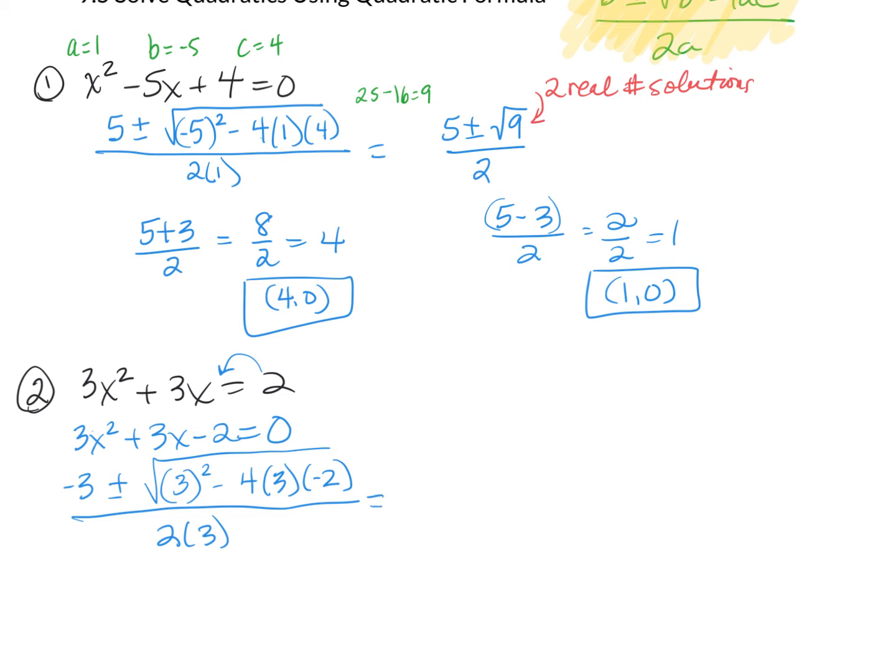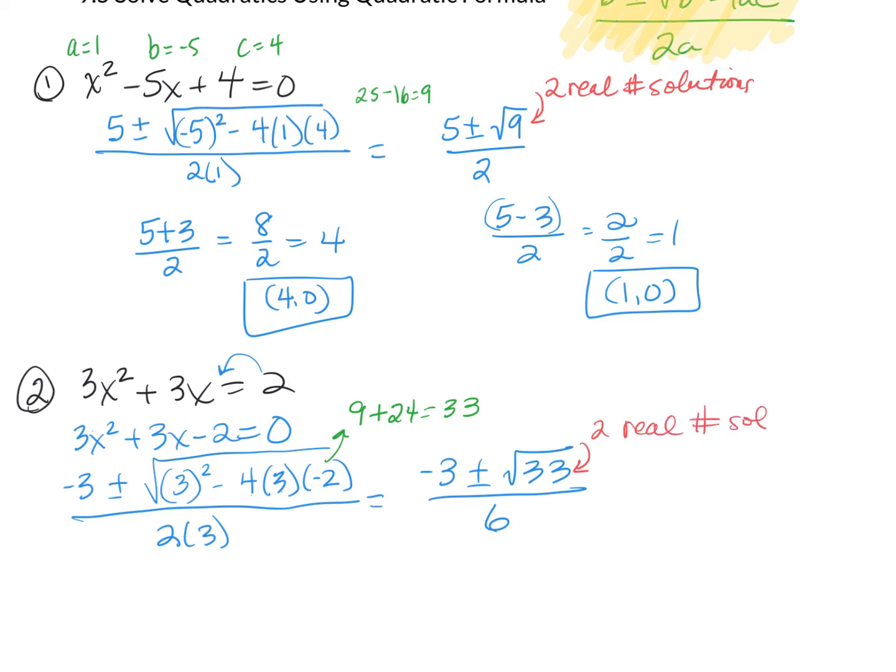Okay, so let's clean this up. So it's going to be negative 3 plus or minus. Let's think through this. In here it's 9 minus 4 times 3 is 12, 12 times 2 is 24, but it's going to be negative 24, so it'll be 9 plus 24, which gives me a 33. So it's going to be the square root of 33 all over 2 times 3 is 6. Okay, again, it's a positive number under there, so that means I have two real number solutions, okay?